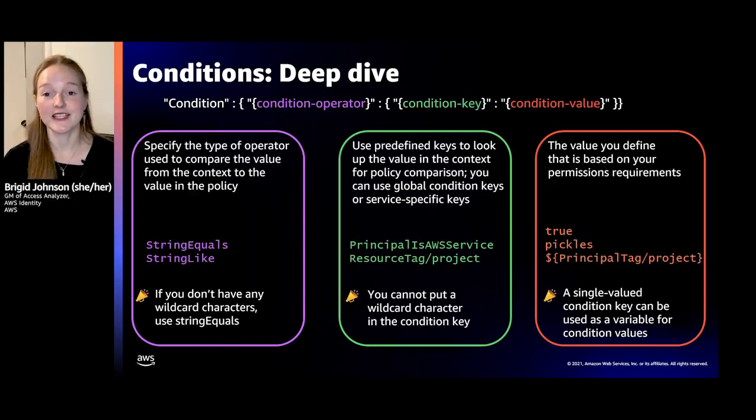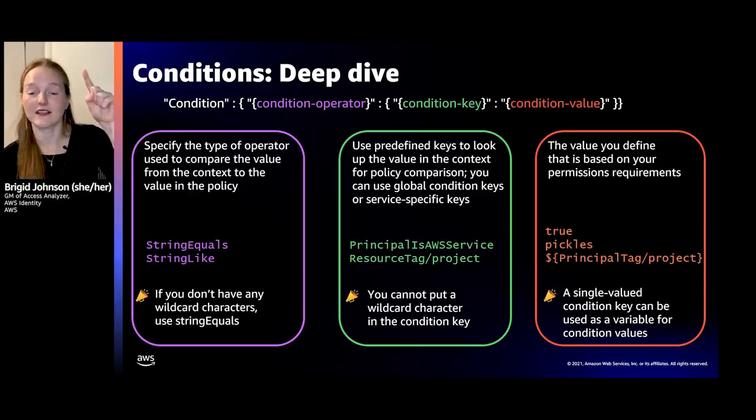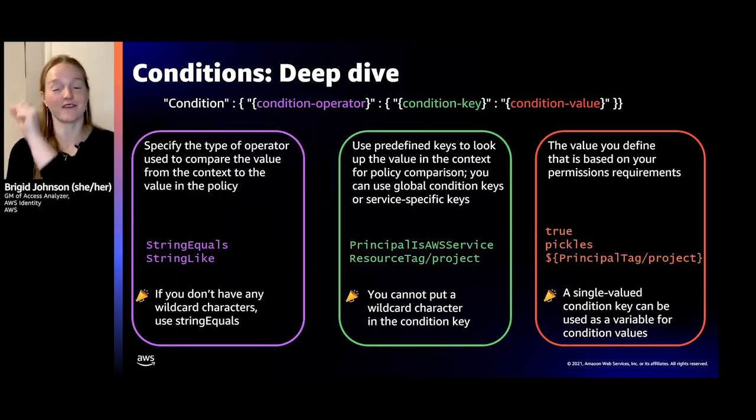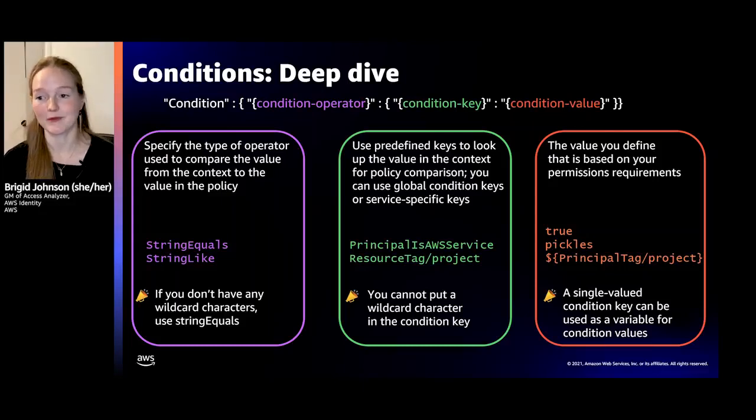Then you have your condition key. The condition key is a predefined key, and this key is used to look up values in the context. This means you cannot use a wildcard in the key. We literally need the specific key to go get the value from the context. So then we can compare it to the value in the policy. These are predefined by AWS. You can have service-specific ones or global condition keys. One example here is principal is service.